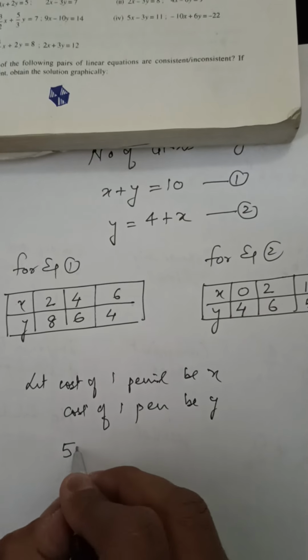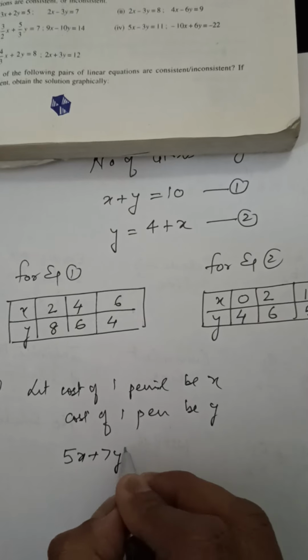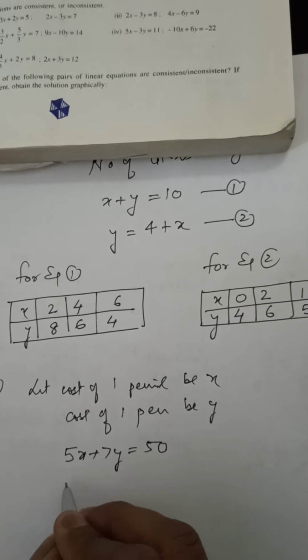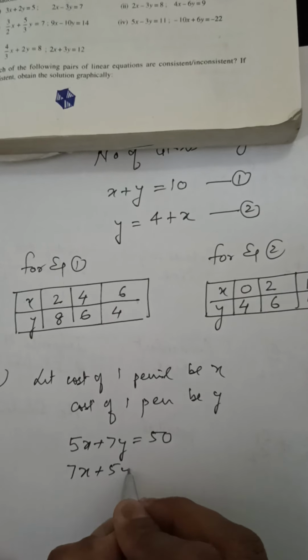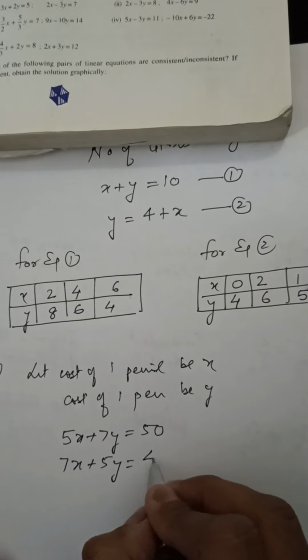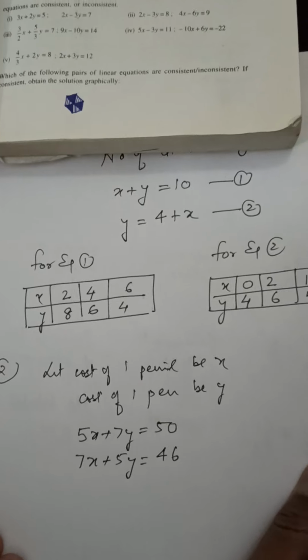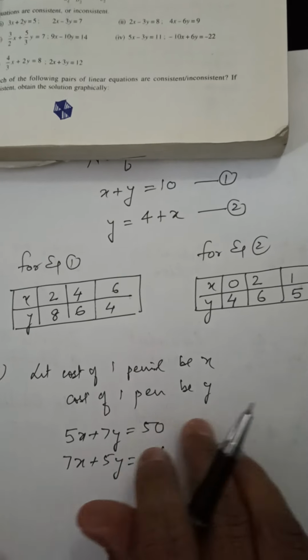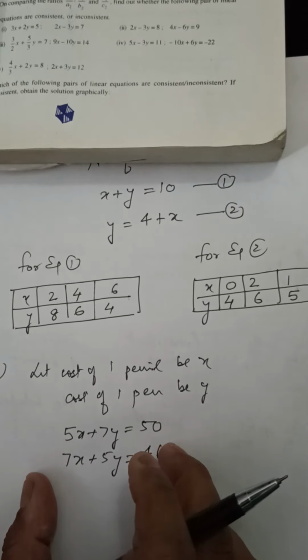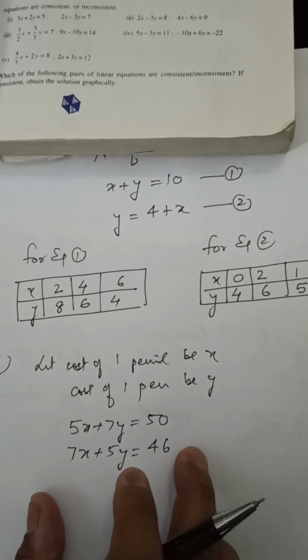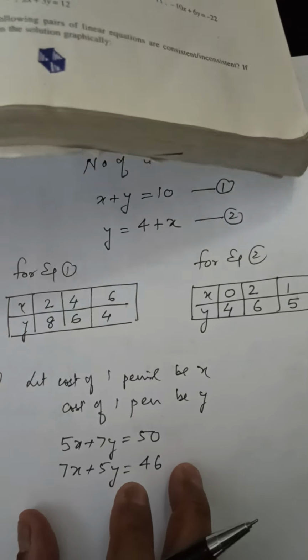So this becomes 5x plus 7y is equal to 50, and the other equation will be 7x plus 5y is equal to 46. Now students, you can draw the graph of this yourself. I've just given you the equation. So practice this graph. Draw this graph yourself. Now moving on to question number 2.